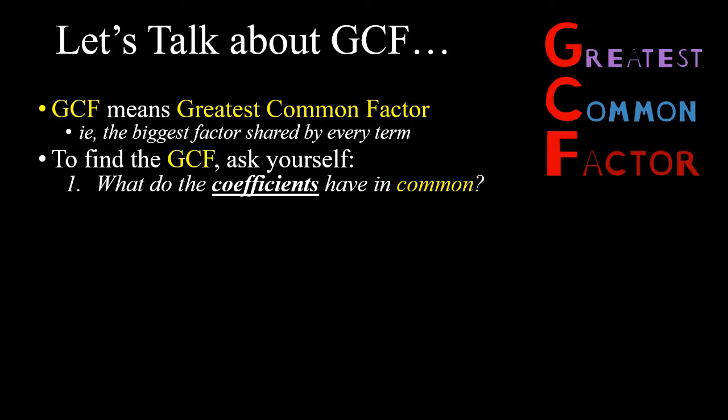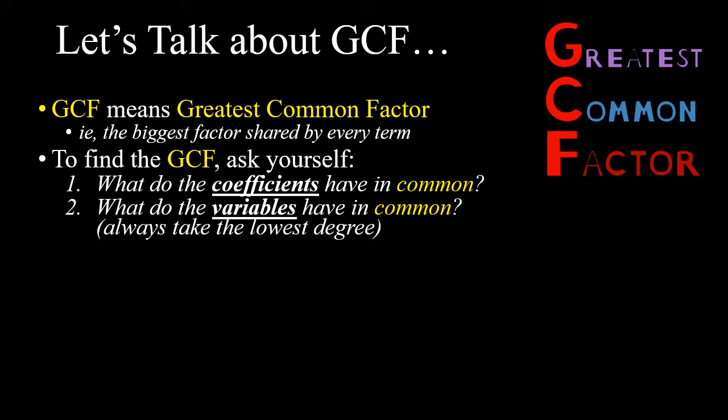And I'm hoping that by now you guys feel pretty comfortable with that vocabulary word. And if you don't, you need to go back to the video where I gave you an introduction to polynomials and make sure that you rewatch it and understand that vocabulary word. So you're going to ask yourself, what do the coefficients, the numbers, have in common? And the second question you're going to ask yourself is, what do the variables have in common? And when you do that, you're going to take the variable with the lowest degree for your GCF. Again, if you're not comfortable with that vocabulary word variable, you need to go back and watch our Introduction to Polynomials video. So you're looking to find what the coefficients have in common and what the variables have in common.